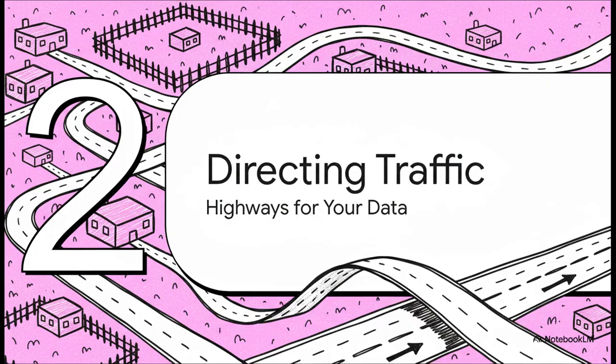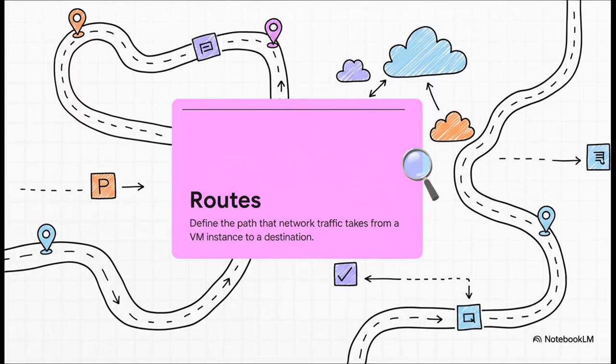All right, Section 2, directing network traffic. So we've fenced off our land, we've built some houses, our VMs. Now we need to build the roads, the highways, the back streets that tell all our data how to get from one place to another. And those roads? We call them routes.